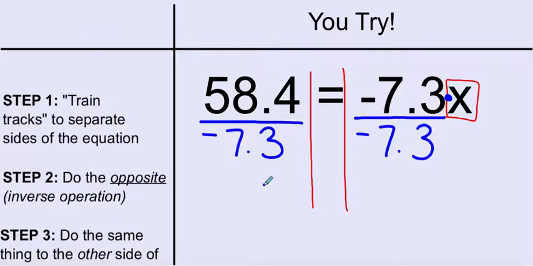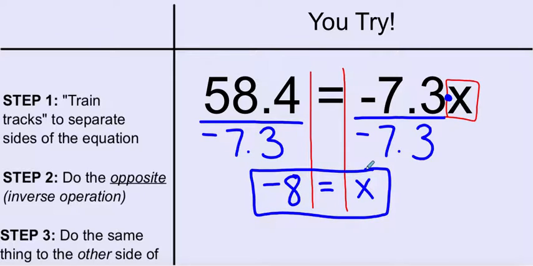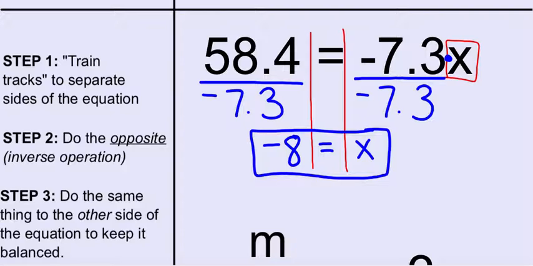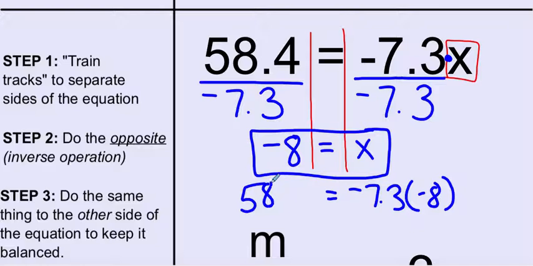And I get an answer of negative 8. Negative 8 equals x. I'm going to go back and check my work because I actually had to go back and change the button twice because I actually had a 9 in there. So I'm going to check and say, all right, I should have negative 7.3 times negative 8. And when I plug that in, I have negative 7.3 times negative 8, and I get an answer of 58.4. And that checks out to what I had before.